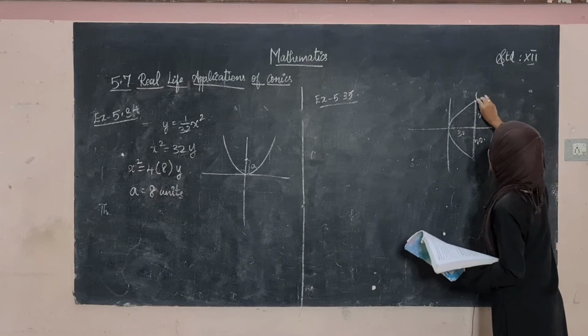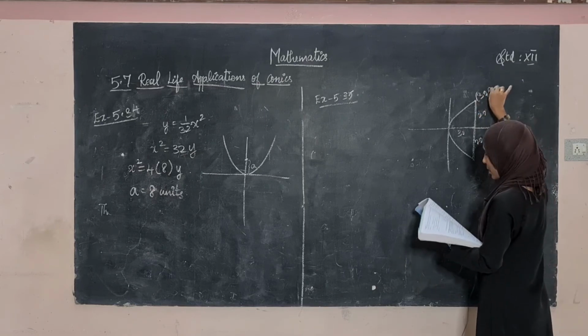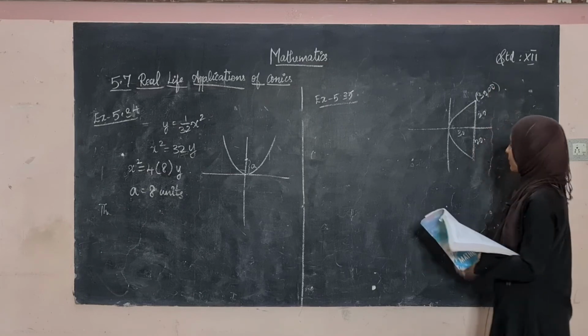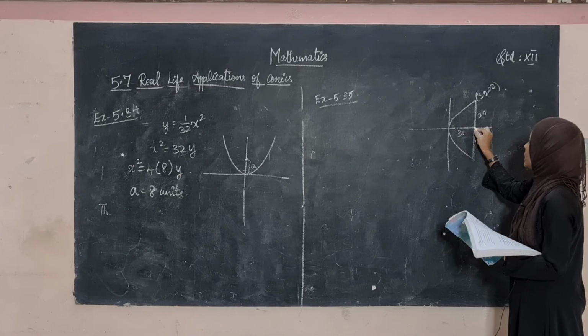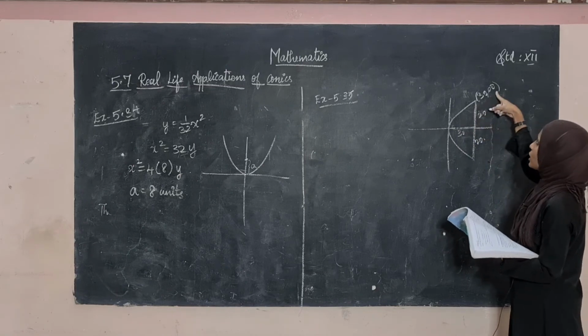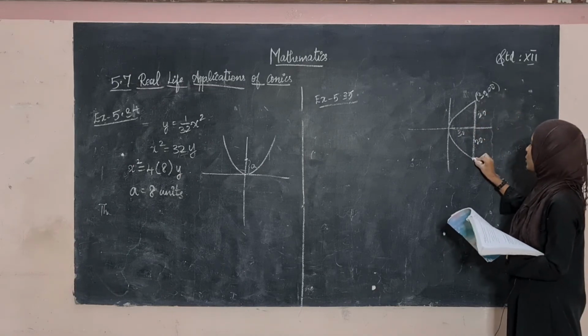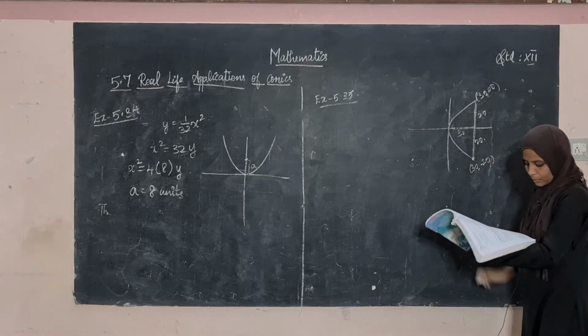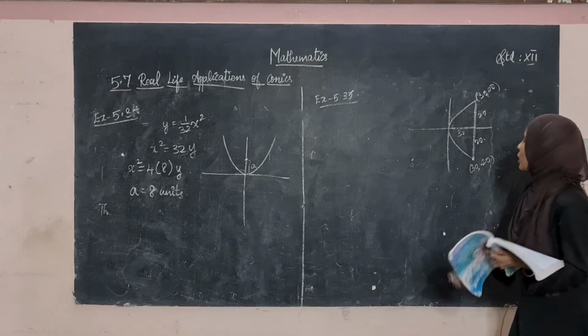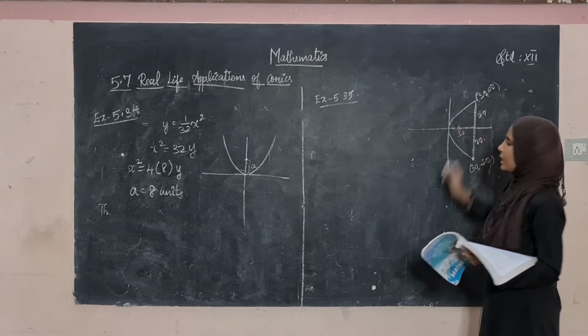So what is this point? This point is 30 comma 20, right? The x value is 30 and the y value is 20. So 30 comma 20 is this point, and this other point will be 30 comma minus 20. The bulb is located at the focus.